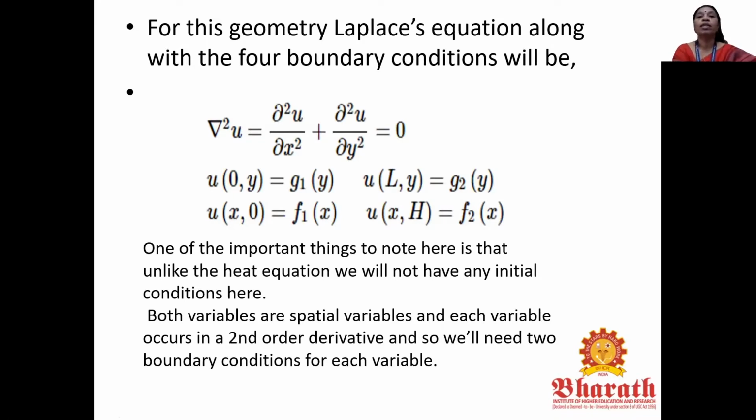So one of the important things to note here is that unlike the heat equation, we will not have any initial conditions here. Both the variables are spatial variables and each variable occurs in a second order derivative, and so we will need 2 boundary conditions for each variable.